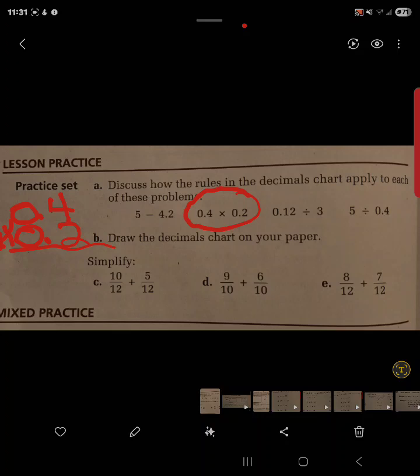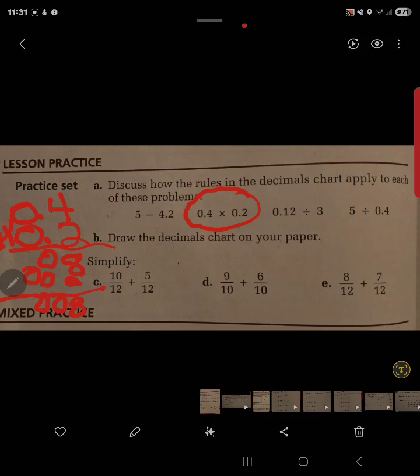So 0.4 times 0.2, all we're going to do is multiply like normal. 2 times 4 is 8. 2 times 0 is 0. And then we're going to put a 0 as a place value. 0 times 4 is 0. And 0 times 0 is 0. And then we're going to add them up. So we have 8 plus 0 is 8. 0 plus 0 is 0, and we're going to bring down that 0. So we have 008.